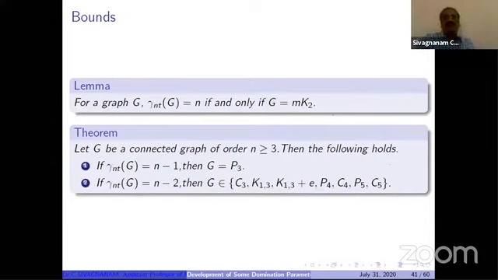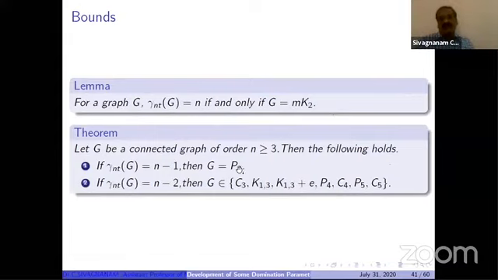That is the first lemma. For a graph G, gamma nt equals n if and only if G is m times K2. M times K2 means we have a graph like this: K2, K2, K2, we are drawing the graph. Only for m times K2 do we have gamma nt equal to n. And which graph has gamma nt equal to n minus 1? Which graph has gamma nt equal to n minus 2?